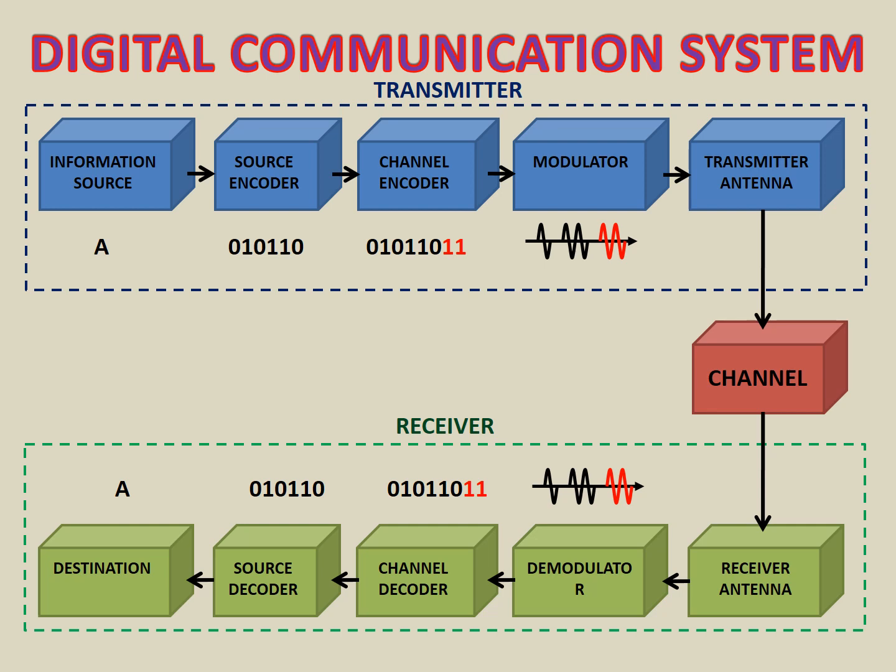Now, A is converted into 0 and 1 by source encoder, the second block of digital communication system. The source encoder converts the information into digital signal, that is in the form of 0 and 1. Here is shown A is converted into 0 1 0 1 1 0. This is not the exact value of A.